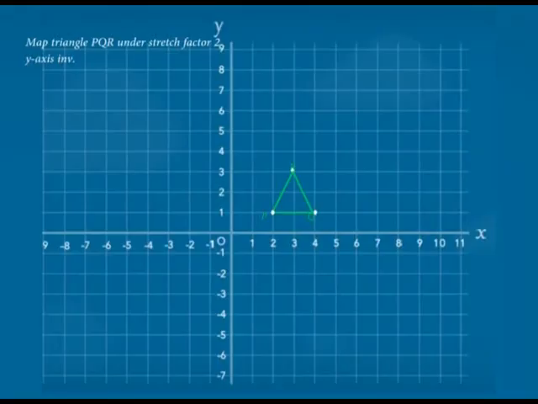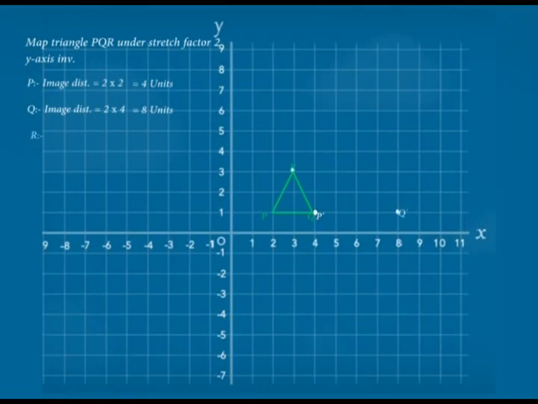For example, map triangle PQR under a stretch factor 2 and y-axis invariant. Let's start with P. Object distance from the invariant line is 2 units. M is equal to 2, and therefore the image distance will be 2 times 2, which is 4. So the point moves 4 units from the invariant line to the right. Point Q. Object distance is 4 units from the invariant line. M is 2. Image distance is given by 4 times 2, which is 8. The point will therefore move 8 units to the right from the invariant line.